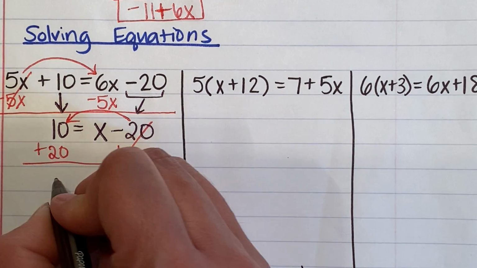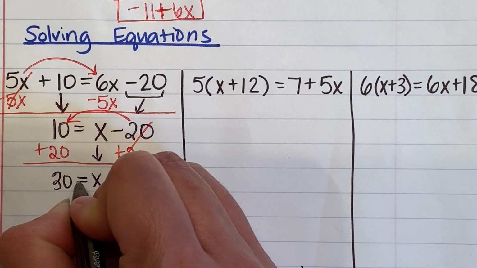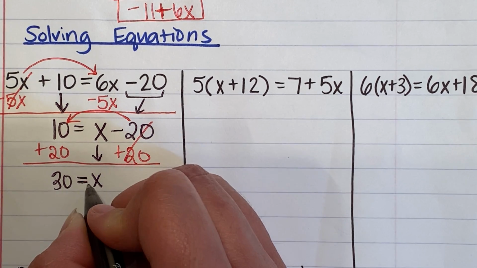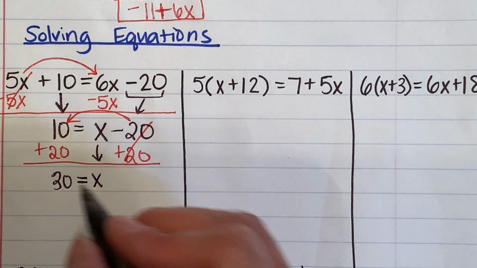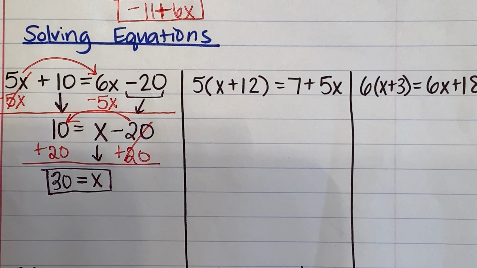10 plus 20 is 30 equals x. I do not need to divide by a positive 1 because anything divided by 1 is itself, so I know I'm done here. X is equal to 30, 30 is equal to x, exactly the same thing. Okay, so that's an example of one solution when you solve an equation.